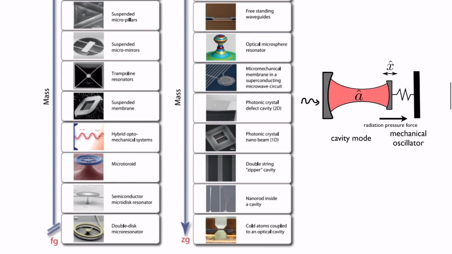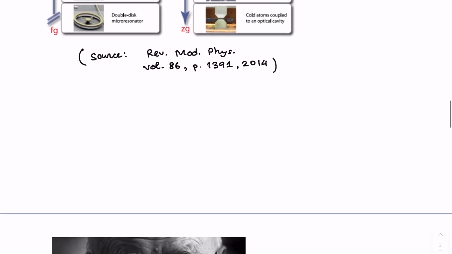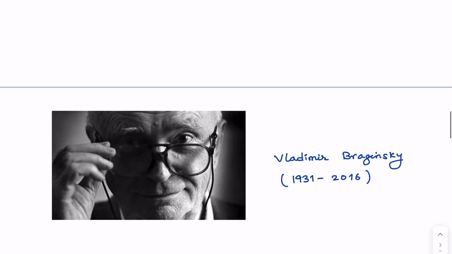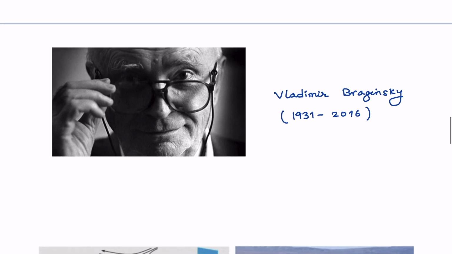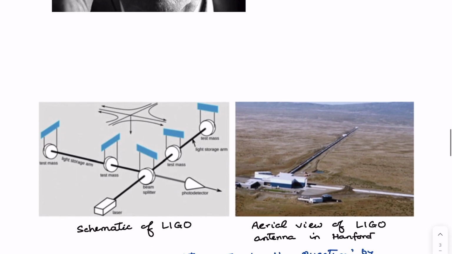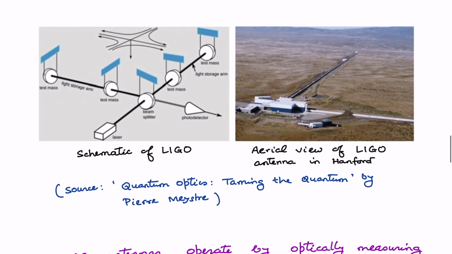The main ideas of quantum optomechanics, however, were largely driven by the experimental search for gravitational waves in the 1970s and 1980s, particularly by the work of Vladimir Braginsky, a Russian physicist. He was an experimentalist as well as very good in theory. This finally resulted in the recent LIGO, the Laser Interferometer Gravitational-Wave Observatory, and LIGO resembles a cavity optomechanical system at a very large scale.